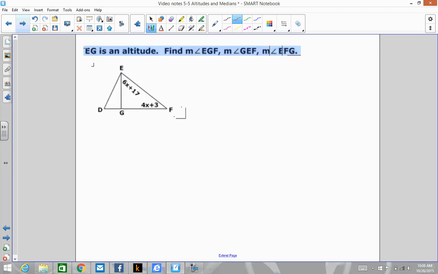All right. So it says EG is an altitude. Find the measure of angle EGF, angle GEF, and angle EFG. So since EG is an altitude, you need to mark your information on the picture. If that's a right angle, we know the other two angles also. And so we can say those two angles, 6x plus 17 plus 4x plus 3, should equal 90 degrees, because if I take the 90 out for the right angle, there's only 90 left. So I got 10x plus 20 equals 90. 10x equals 70. x is equal to 7.